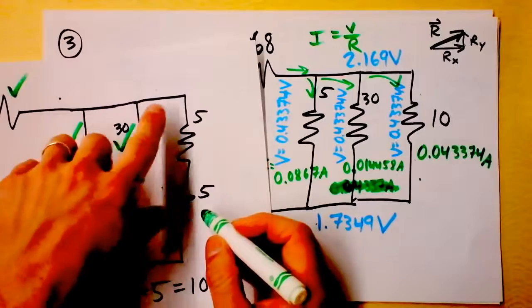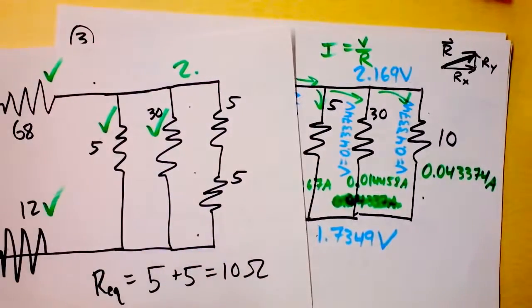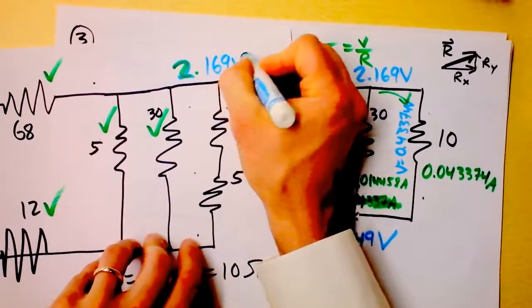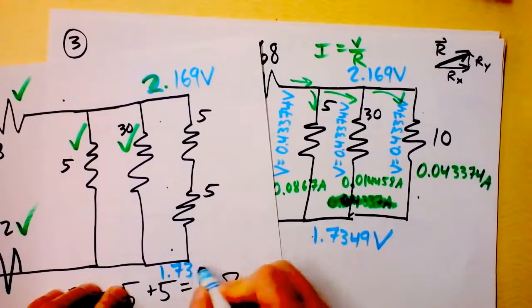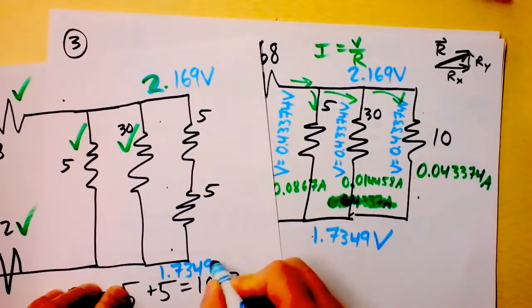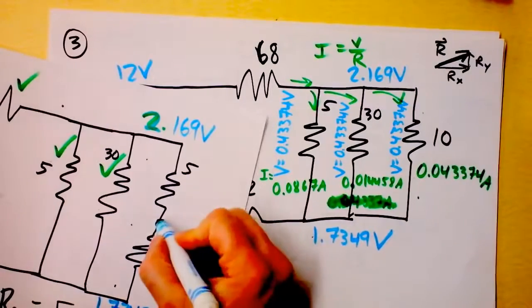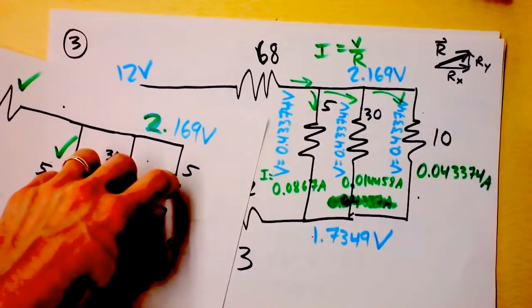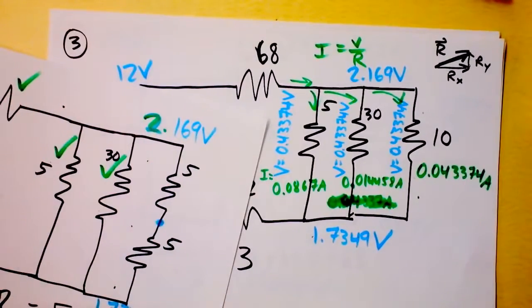I know the voltage at this location is, oh shoot, I'm supposed to use blue. I'm so sorry. The voltage at this location is 2.169 volts, and the voltage at this location is 1.7349 volts. So that means, well, I guess I could ask you what the voltage is right there. What do you think? These are equal resistances, so you're kind of guessing it might be the average of those two. You'd be right if you do that, but how can we do this more carefully?